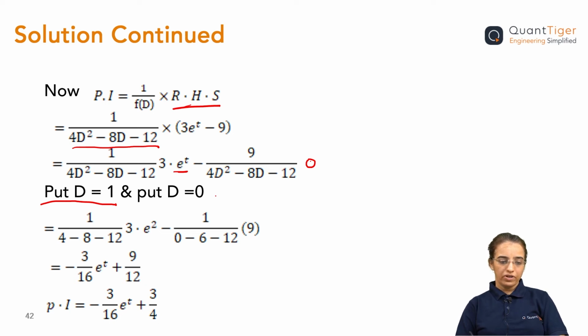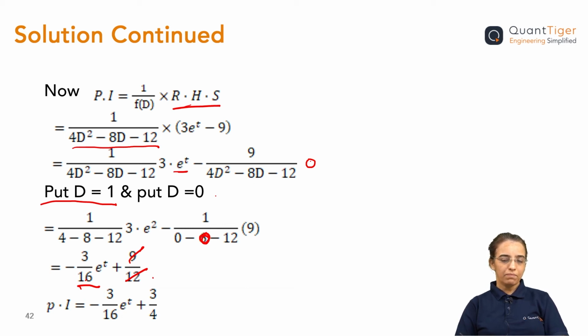Now if you put d is equal to 1 and d is equal to 0, we will get this one. So ये 0 हो जाएगा and after simplification we will get minus 3 by 16, ये पूरा simplify करने के बाद, and this right hand side I will get as plus 9 by 12. So after reducing this we will get pi's value, which is nothing but minus 3 by 16 e to the power t plus 3 by 4. So this is the particular integral we got.